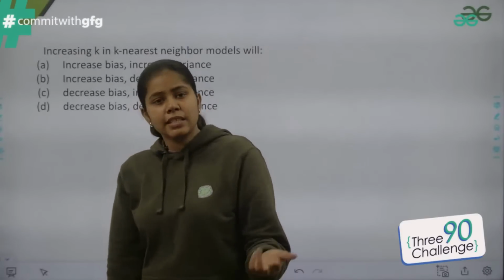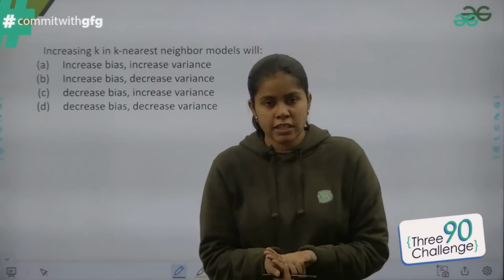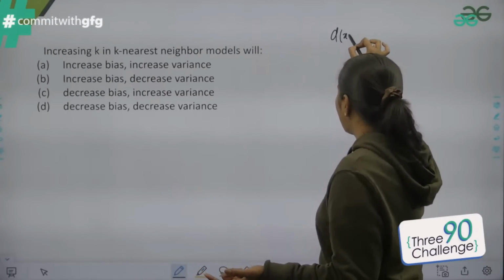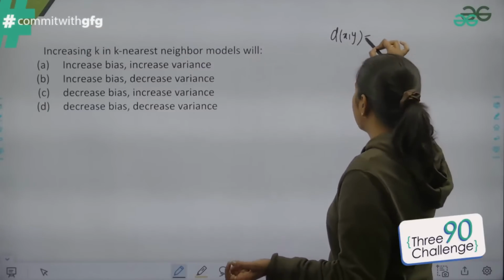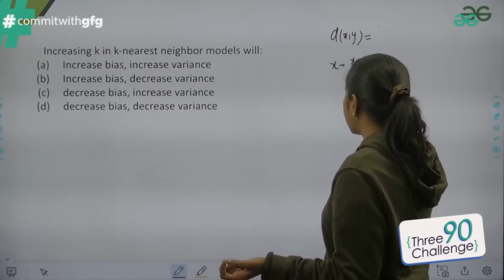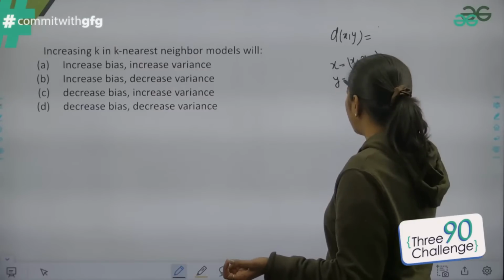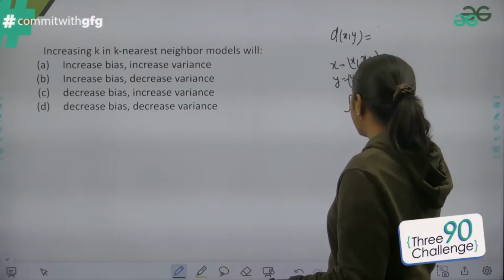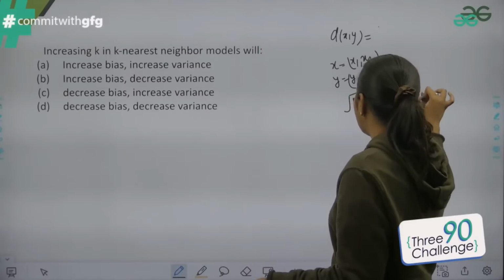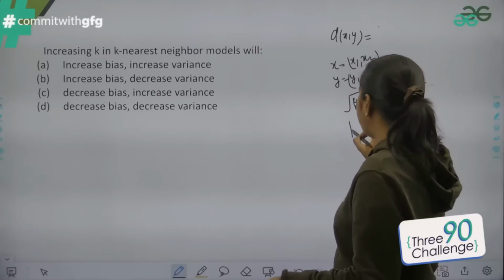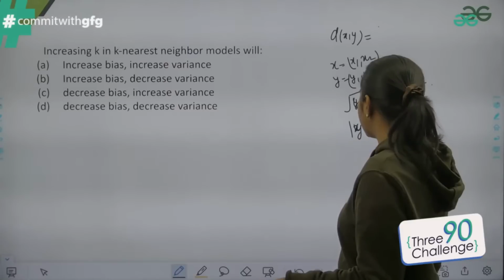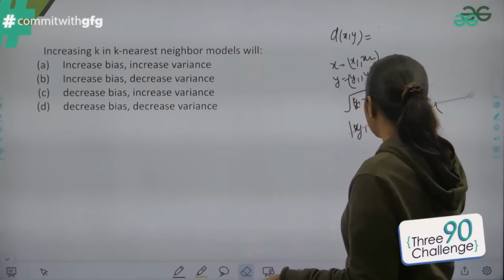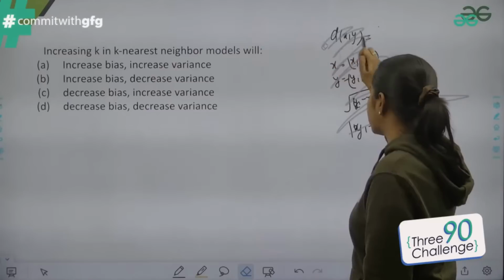Distance is basically given. If distance is not given, then you can find it using Euclidean distance. What is the Euclidean distance? D of x, y. Let's say x is (x1, x2) and y is (y1, y2). The distance is the square root of (y1 minus x1) squared plus (y2 minus x2) squared. This is Euclidean distance, right? And Manhattan distance is mod of y1 minus x1 plus mod of y2 minus x2. This distance is also there. So there are different types of distance, but in most cases, Euclidean distance gets used.